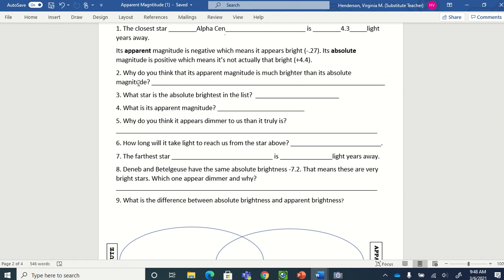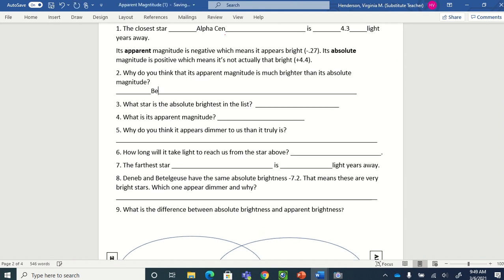So our question is why do you think that its apparent magnitude is much brighter than its absolute magnitude? So you're going to write something simple like this right here, if you're paying attention, and I don't need to tell you. I'm not telling you because I don't think you're looking. Okay.